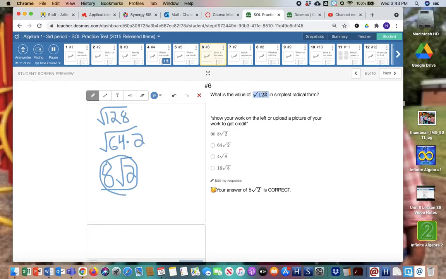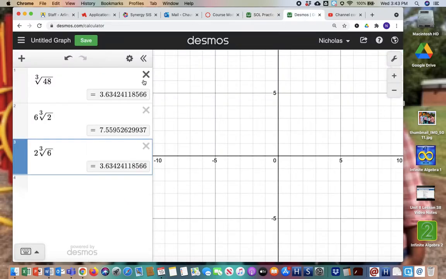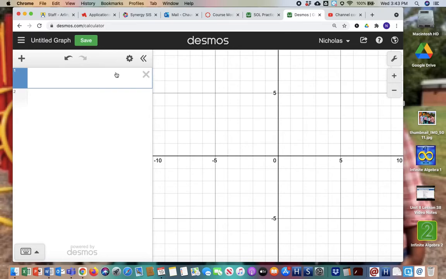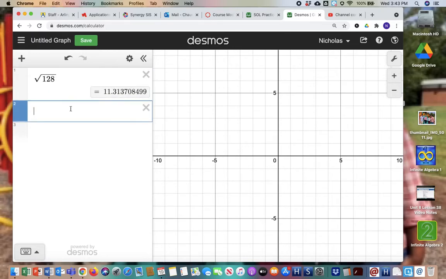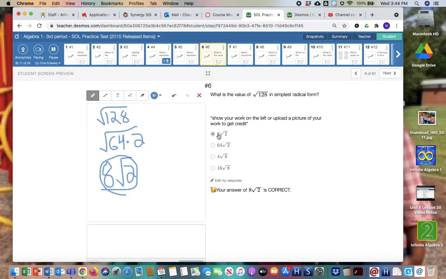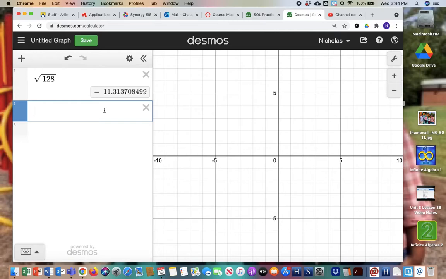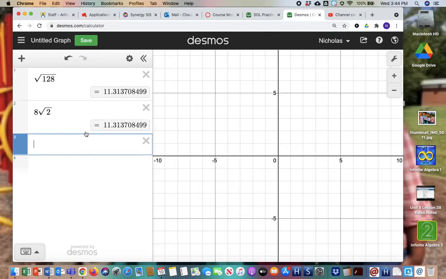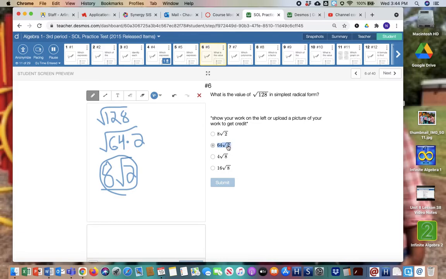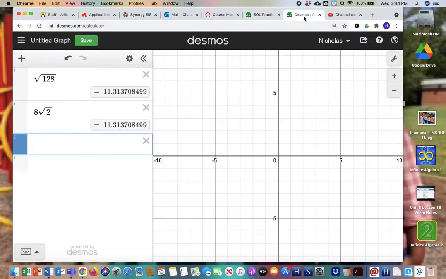So you can still get it right. You go into your Desmos calculator, and we're going to basically do the same thing we just did on the last screen. So here's the square root of 128, okay, 11.31. Now I'm going to try each of these. So 8 square root of 2, which we know is our correct answer. Notice how it gives me the same thing. Now I'm going to try the other one. So 64 square root of 2, totally different answer.